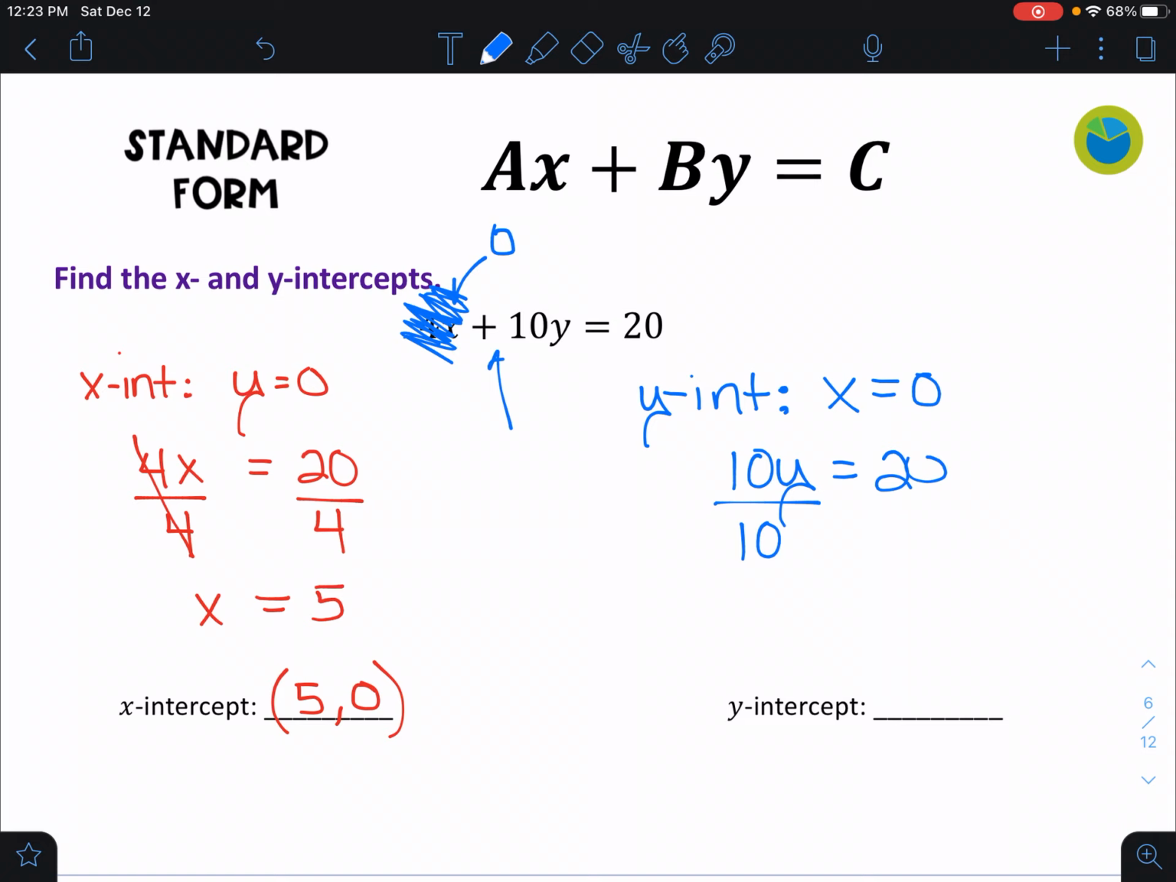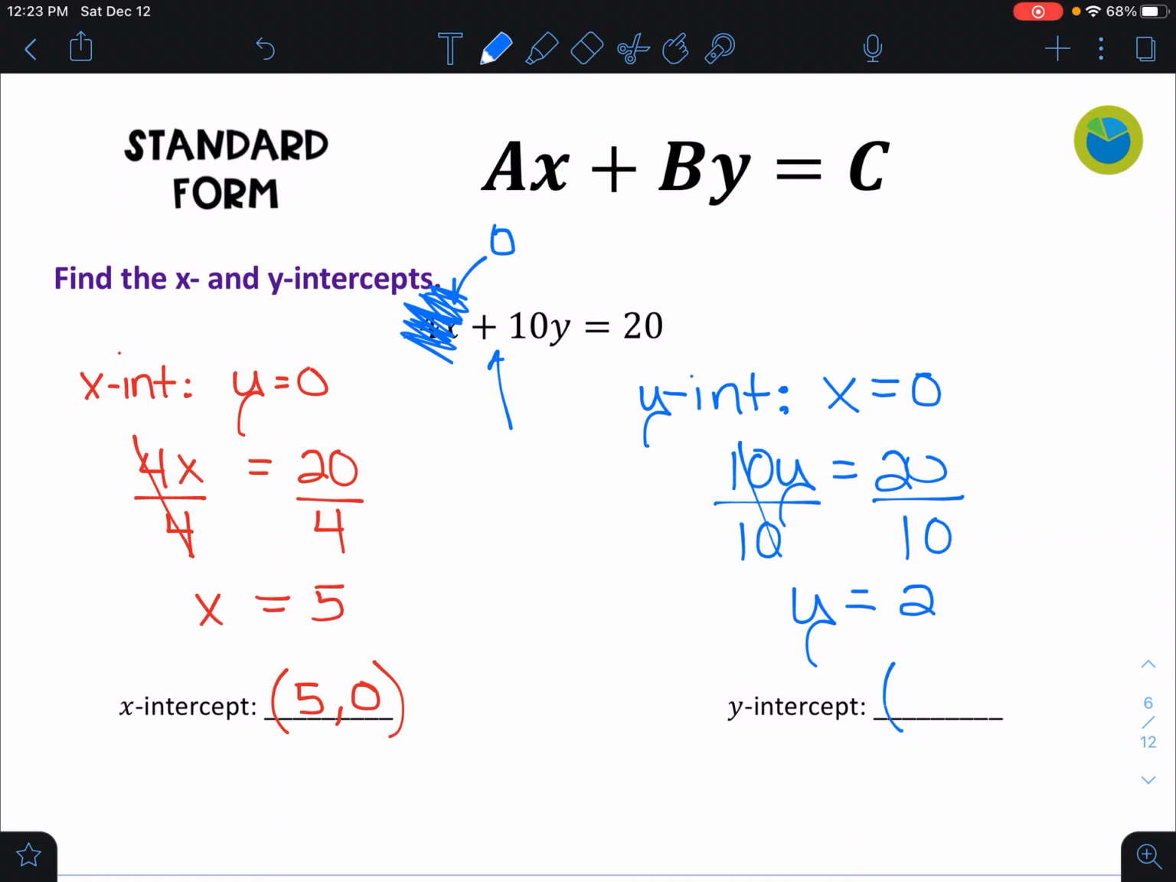Notice this time we're solving for y because this is our y-intercept. To solve this, I'm going to divide by 10 on both sides, the opposite of multiplication, division. So this is 1y, or just y. 20 divided by 10 is 2. You can type that into your calculator if you need to, but there we go.